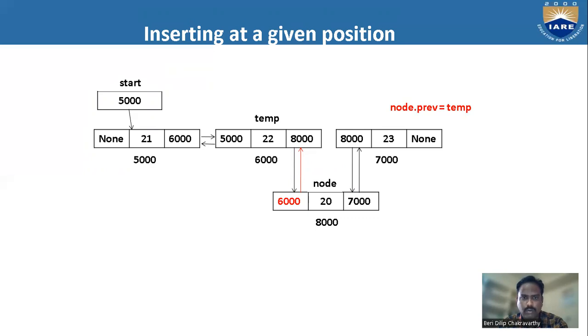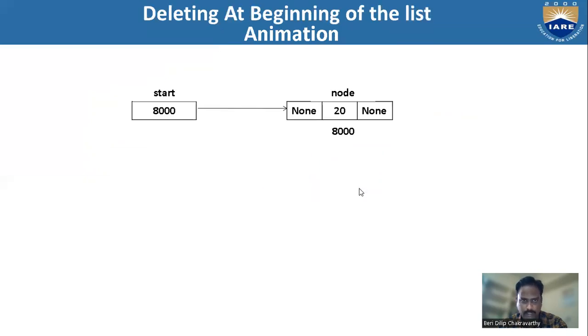So we will traverse from the first node to that position. First, we will consider this one as temp, and we'll check whether I have reached the position. If I have not reached the position, then I will move my temp. In this way, if I reach the position, I simply insert there by changing the links, by changing the addresses. I hope it is clear about the insertion.